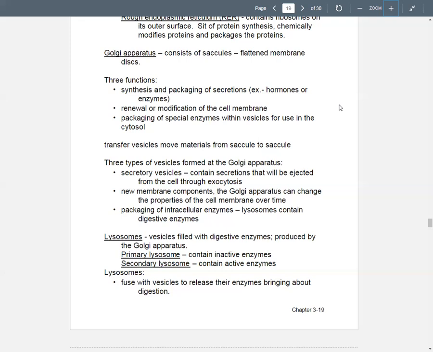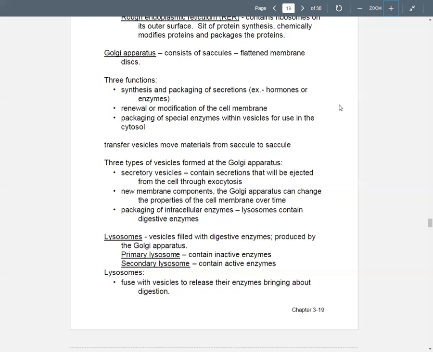Okay, packaging intracellular enzymes. Okay, we'll learn about lysosomes next, and they have digestive enzymes in them. So the lysosomes are made by the Golgi apparatus. Again, they have these digestive enzymes in them. They can be primary or secondary. If they're primary, that means their enzymes are inactive. And if they're secondary lysosomes, your lysosomes are going to be active.